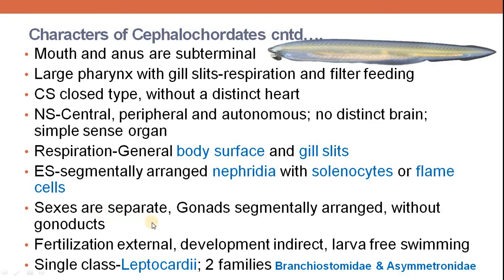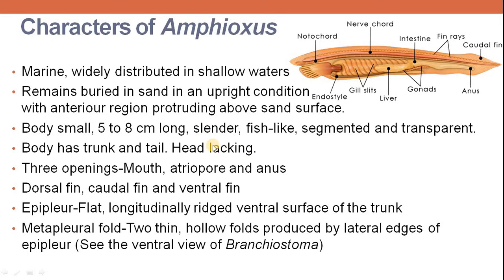Then sexes are separate. Gonads are segmentally arranged without gonoducts. Fertilization is external and the development is indirect with a free-swimming larva. There is only one class, that is Leptocardii, with two families, Branchiostomidae and Asymmetronidae. Classes of Amphioxus. Amphioxus is an example of the Subphylum Cephalochordata. It is also called Branchiostoma.